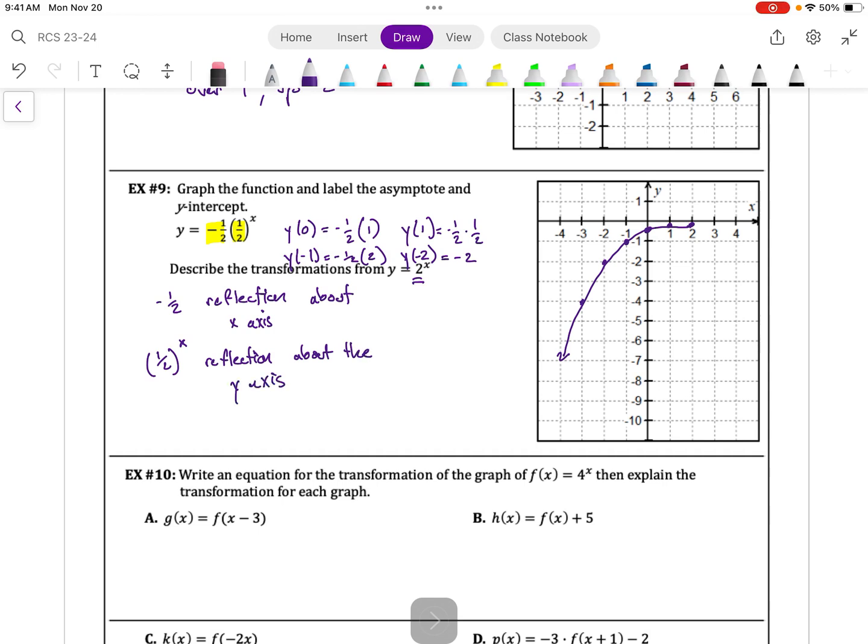Notice that I could write this 1/2 as 2 to the negative 1 to the x, and that would be the same as 2 to the negative x. So from 2 to the x, the two things that we have going on here is a reflection about the x-axis that comes from this coefficient out front, and then we have a reflection about the y-axis that comes from this 1/2 term.